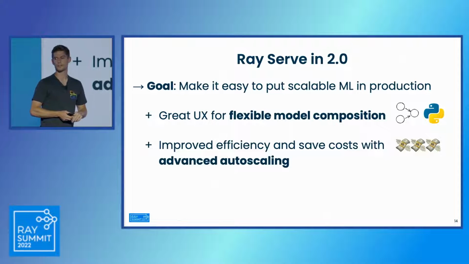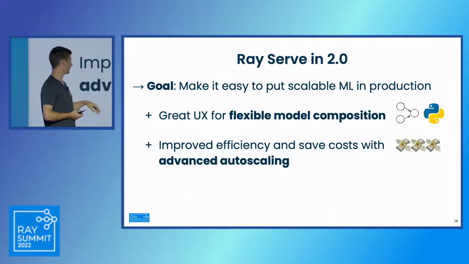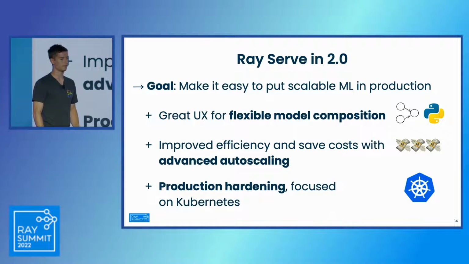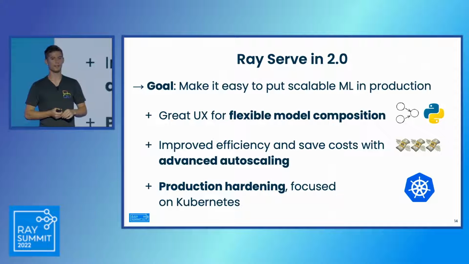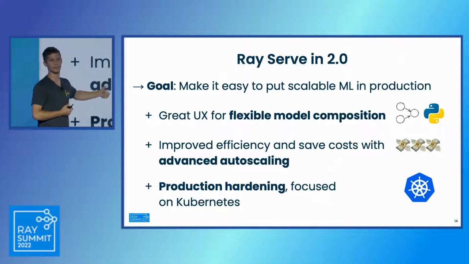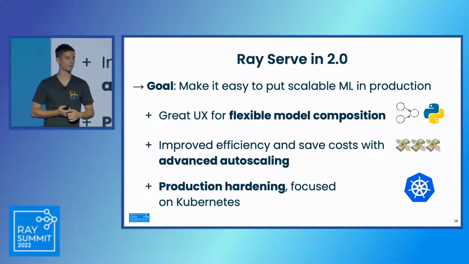We also want to make sure to improve efficiency and save costs, and we do that by adding advanced autoscaling functionality. And then finally, we've been really, really focused on production hardening and making sure that RayServe is rock solid in production, and especially on Kubernetes, as we see more and more of our users are moving towards Kubernetes.